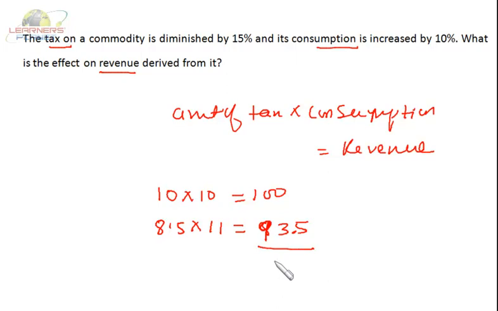it is 93.5. So what's the net increase? I'm sorry, there is a decrease, it is 6.5%. If tax is decreased by 15% and consumption is increased by 10%, then the net effect on revenue is 6.5%, and that is a downfall. So there is a downfall in the revenue. I hope you are getting my point.